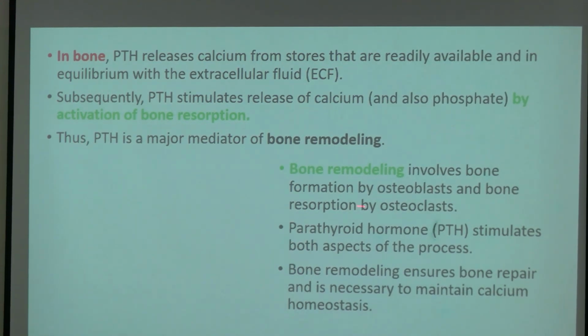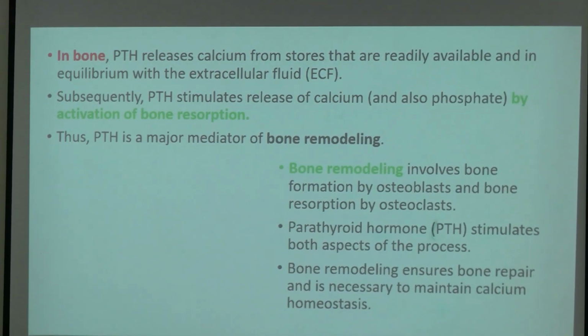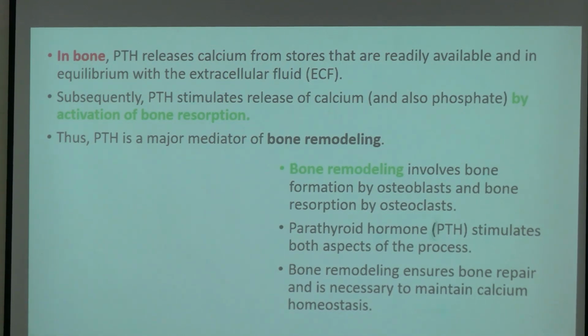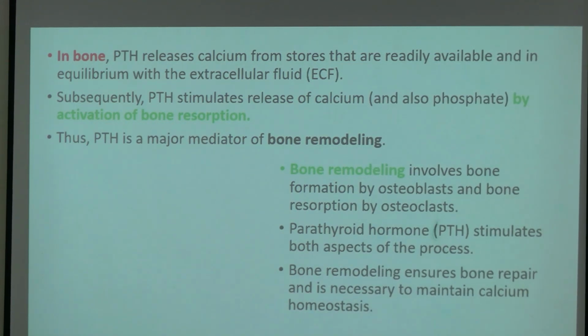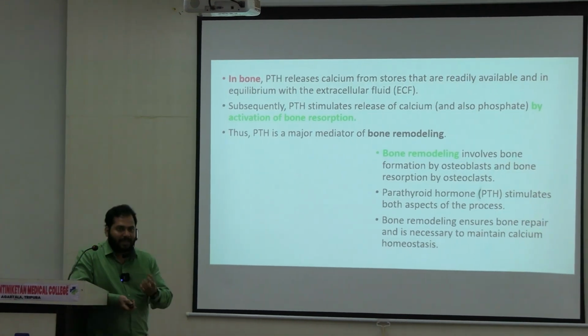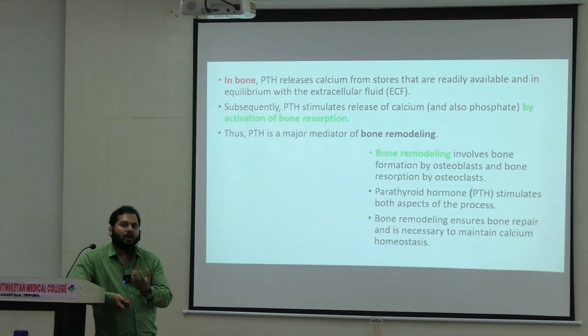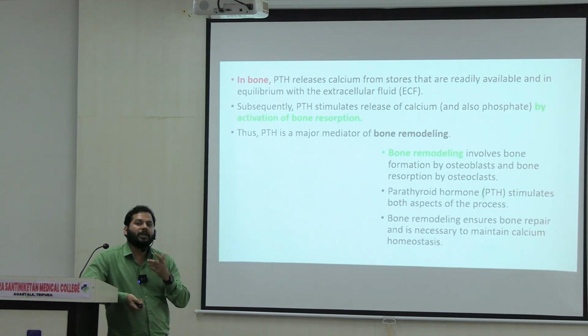It means the formation of osteoblast and resorption by osteoclast are the steps of bone remodeling, and here is how this bone remodeling is facilitated by PTH. See, parathyroid hormone stimulates both aspects of the remodeling process, right? And bone remodeling ensures bone repair and is necessary to maintain calcium homeostasis. Yes, what we see in the resorption process in bone leads to the release of calcium from bones to the circulating blood or flowing blood. And at the same time, we know calcium is very important for the formation of bone. Clear?